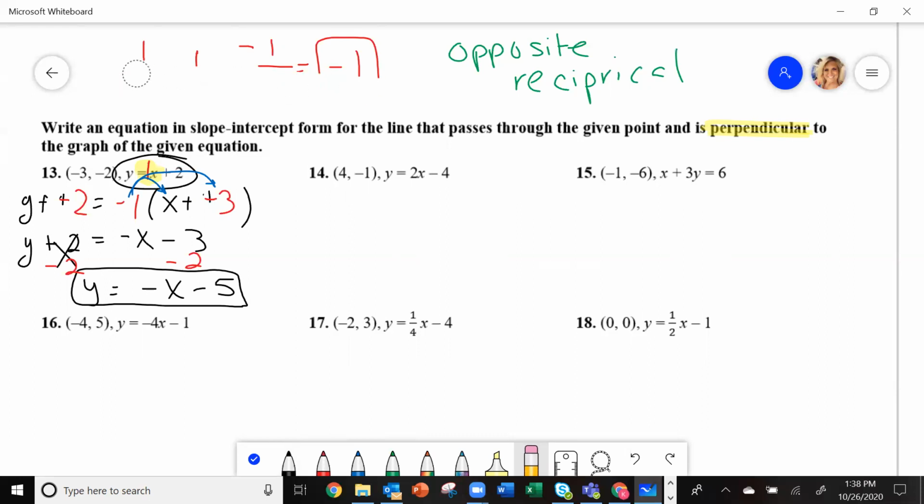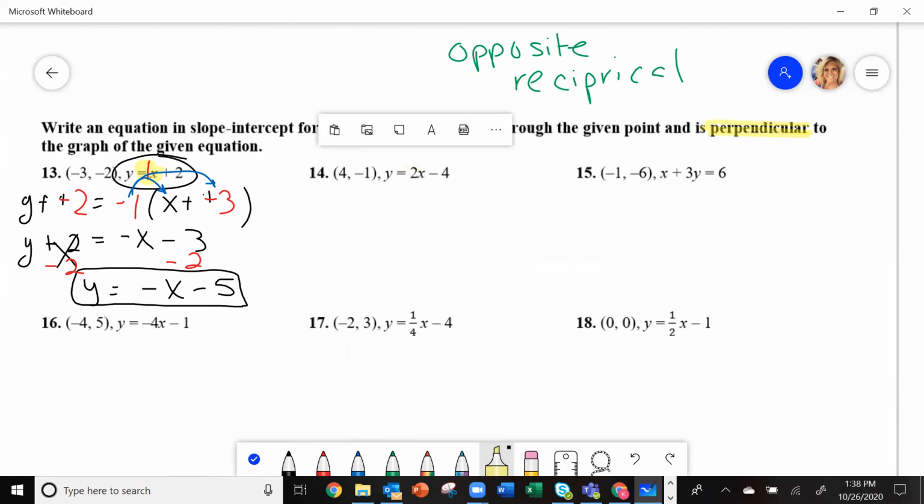Well, let's see about number 14. You should be able to pause the video and see how you do. Okay, on number 14, it's already in slope-intercept form, so there is my slope. It's 2. Anytime it's a whole number, put it over 1. To find the perpendicular, flip it over. So now it's 1/2, and instead of positive, it is negative.